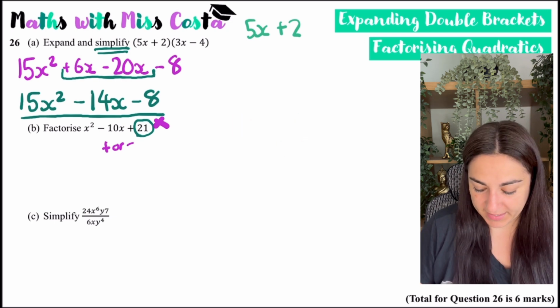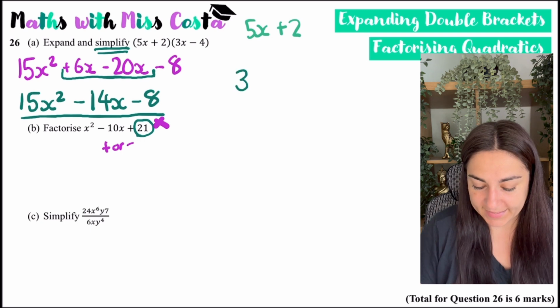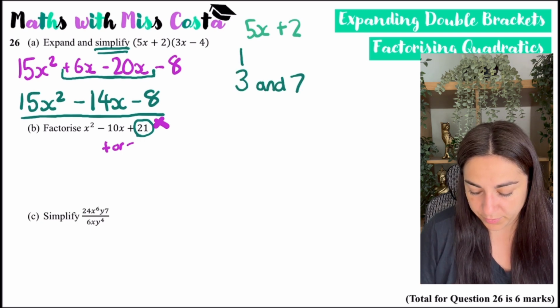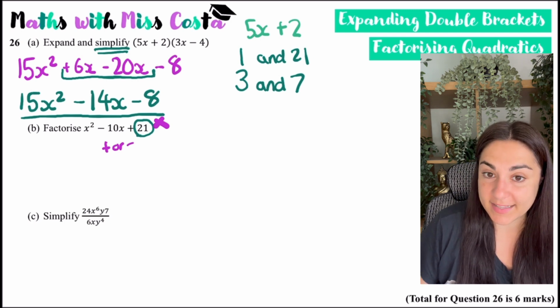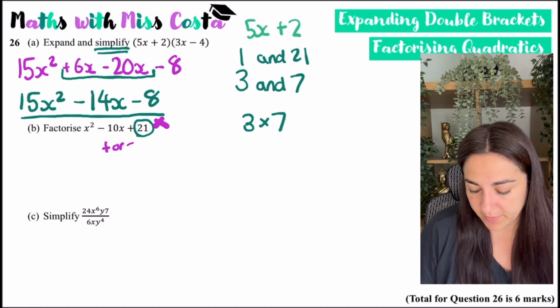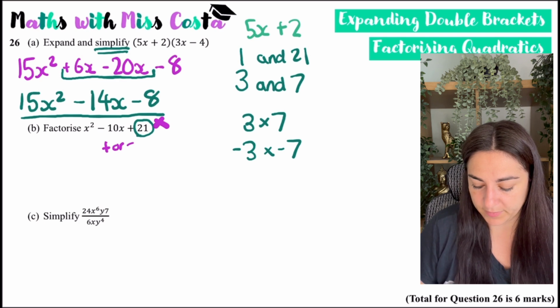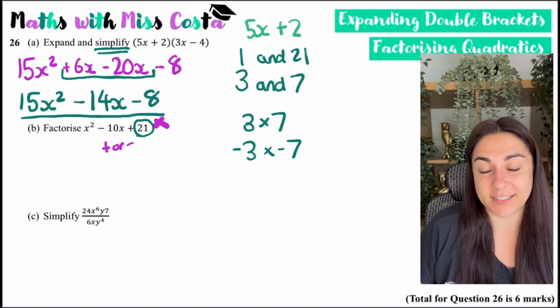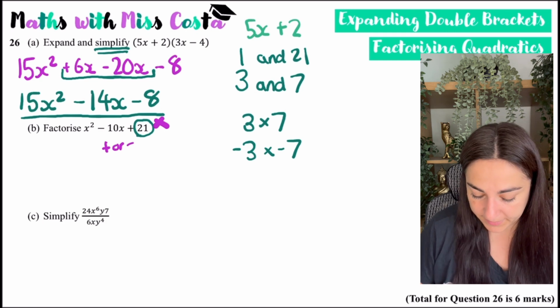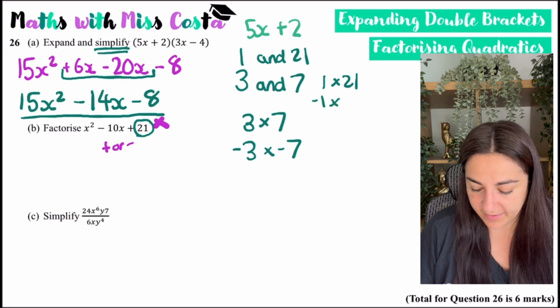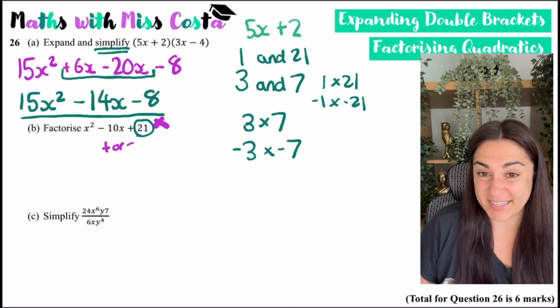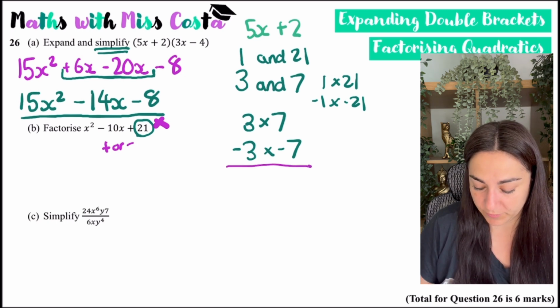So this one's a little bit of a tricky one. So let's have a think. I've got 3 and 7 or 1 and 21, and they need to multiply together to make 21. So I know that I could either do 3 times 7 to make 21 or minus 3 times minus 7 to make 21, because you can only make a positive number by multiplying 2 positives or 2 negatives. Similarly, it could be 1 times 21 or minus 1 times minus 21, but hopefully you'll see that there's no way to create 10 from minus 1 and minus 21, so you would have gone for this one.